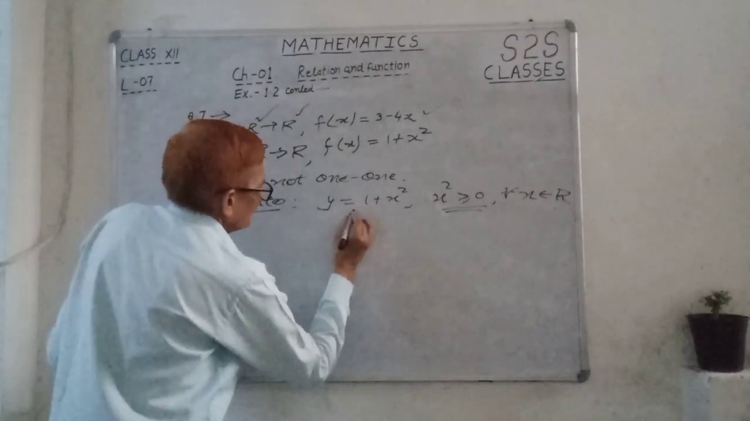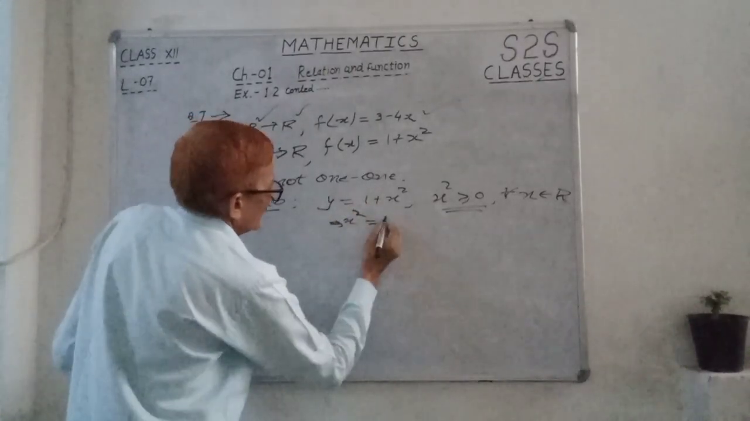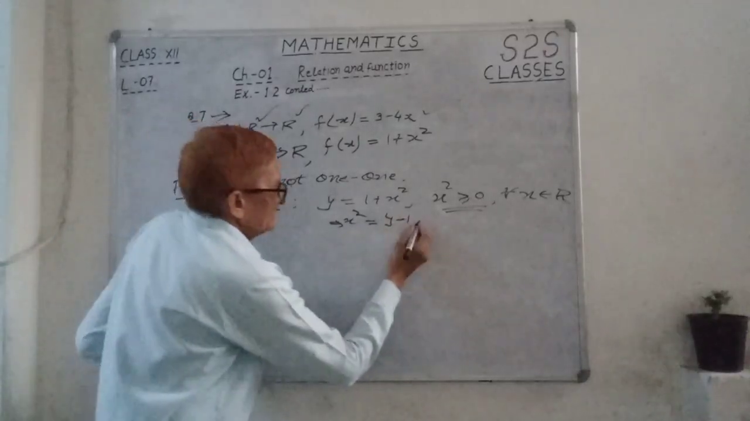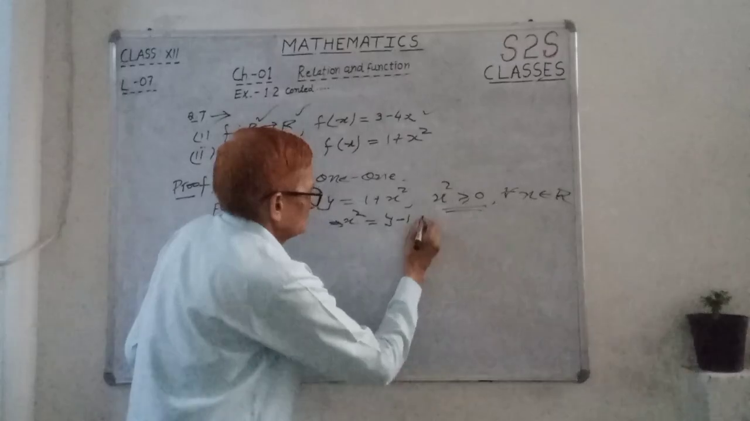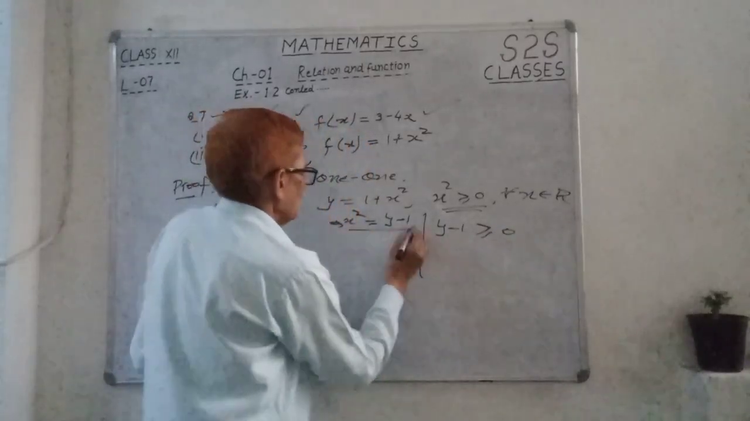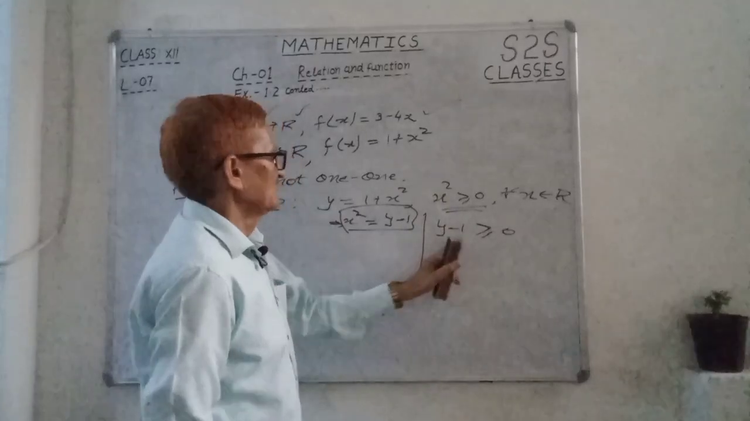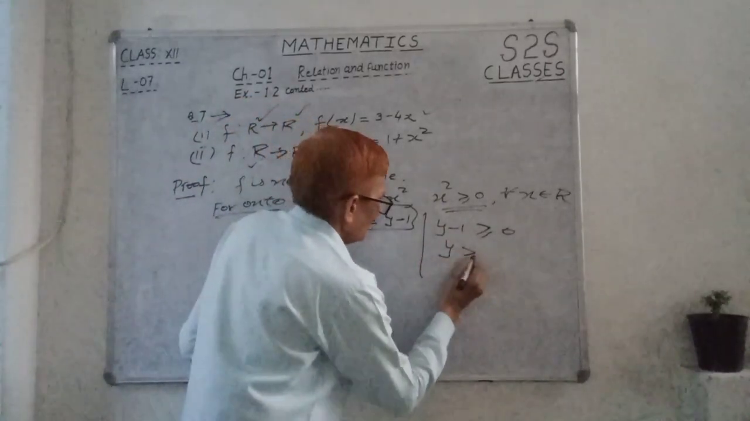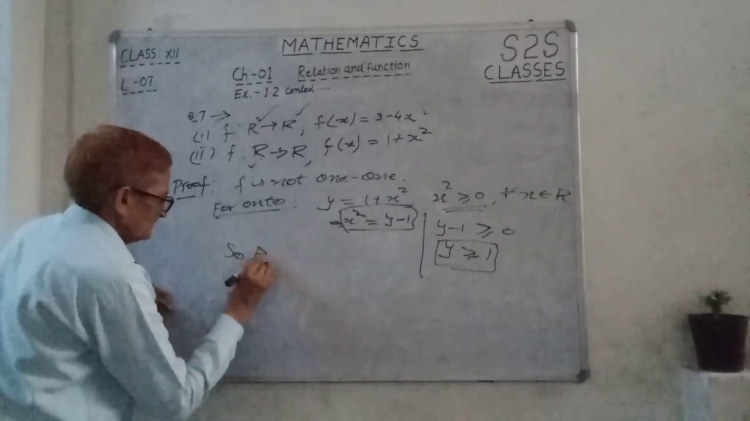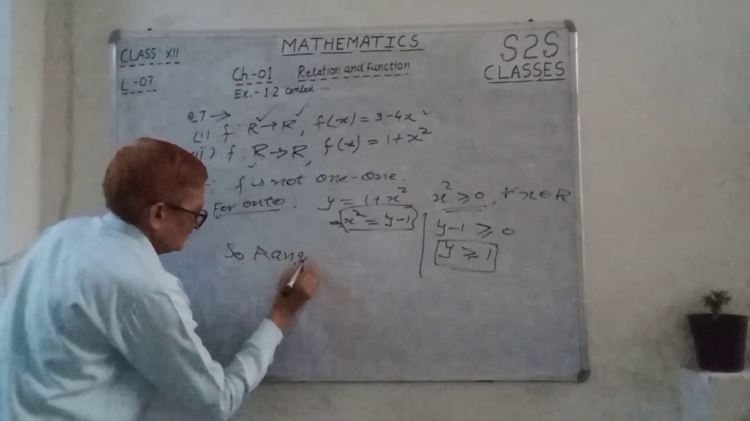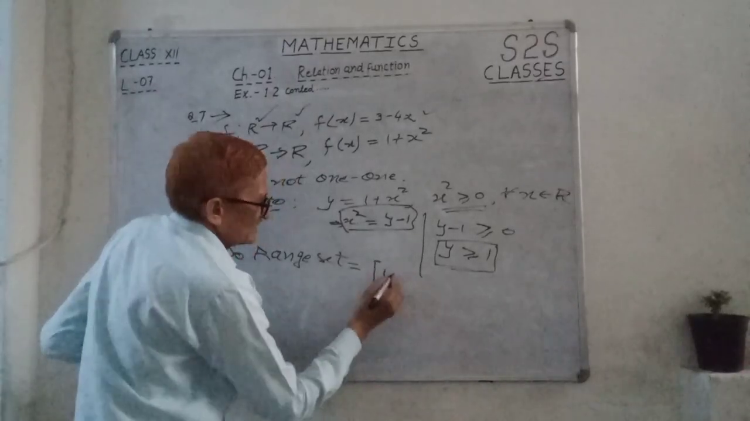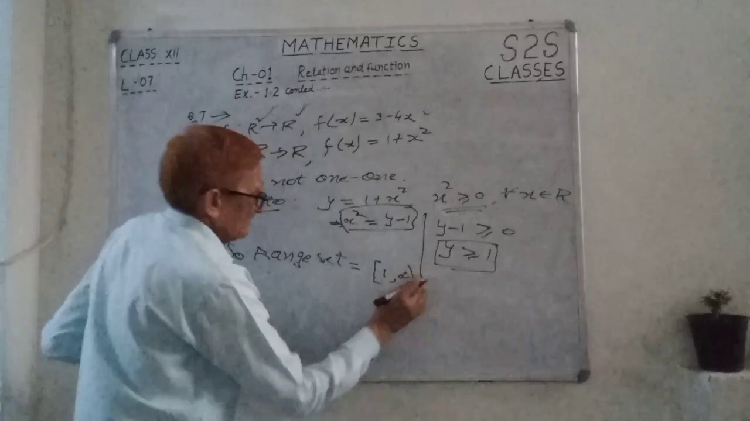So always remember, for every real number, x square will be greater than or equal to 0. So x square from here will be y minus 1. Now x square is greater than or equal to 0, so put here the x square value: y minus 1 is greater than or equal to 0. Then y is greater than or equal to 1, minus 1 will go to that side. So the range set is greater than or equal to 1, the closed interval 1 to infinity open. This is the range set.